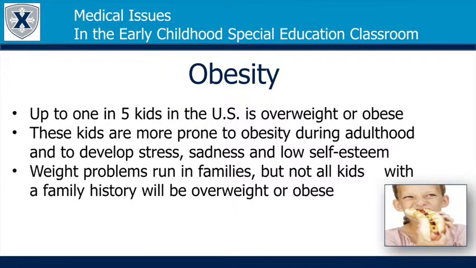On to obesity. So up to 1 in 5 kids in the U.S. is overweight or obese, and these kids that are obese during childhood are more prone to stress and sadness and low self-esteem during adulthood. And weight problems can run in the family, but not all with a family history will be obese or overweight.